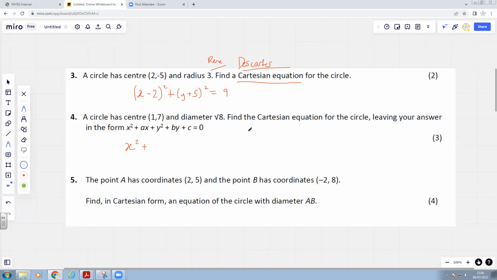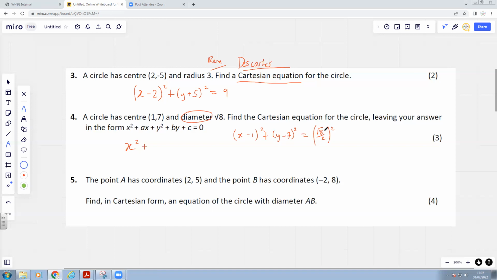Okay, a circle has center 1, 7, diameter root 8. Find a Cartesian equation of the circle. And we're going to leave it in this form. Okay, well, it's x minus 1 squared plus y minus 7 squared. Now, be careful here, because we're going to have to make this root 8 over 2 for the radius, and then we're going to need to square it. I've divided it by 2 because this is the diameter. Half the diameter, you get the radius.